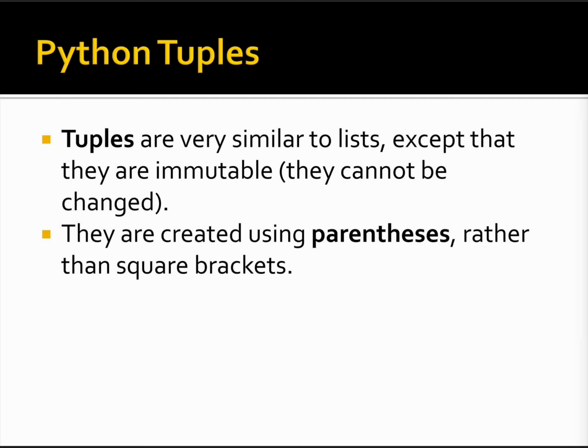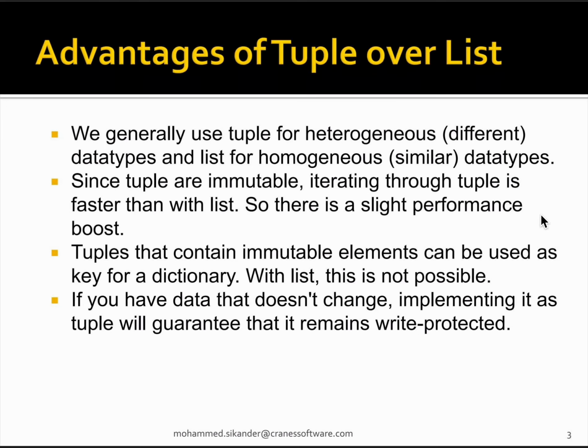A tuple in Python is an immutable ordered collection of items. Unlike lists, tuples cannot be modified after creation. Tuples are very similar to lists, except that they are immutable. They cannot be changed. They are created using parentheses rather than square brackets.